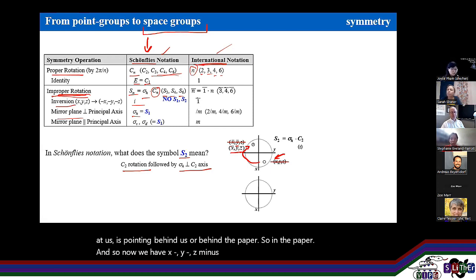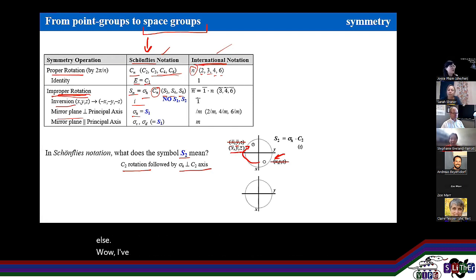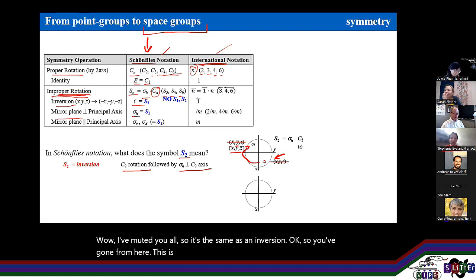So S2 is the same as, does anyone know? Wow, I've muted you all. It's the same as an inversion. So you've gone from here, pointing out at you, to a species that's pointing away from you. And so S2 is an inversion. That's something that we learn in the Schoenflies notation.